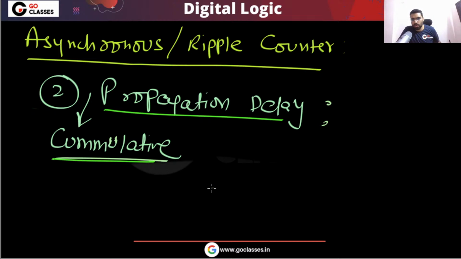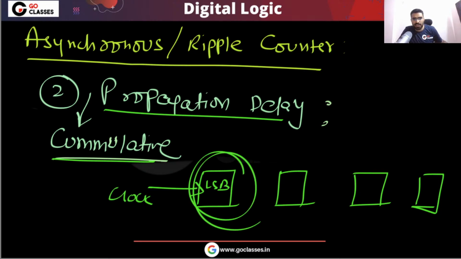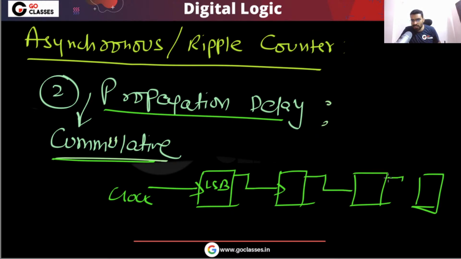Because you can notice that in this ripple counter, on the first flip-flop, which is your LSB flip-flop, the clock will apply. So this will change state in every clock. But when this LSB changes state, then the next one will change state. The output of this flip-flop is acting as the clock for the next flip-flop. So here you can notice the propagation delay is increasing. So for the last flip-flop, what will be the propagation delay?